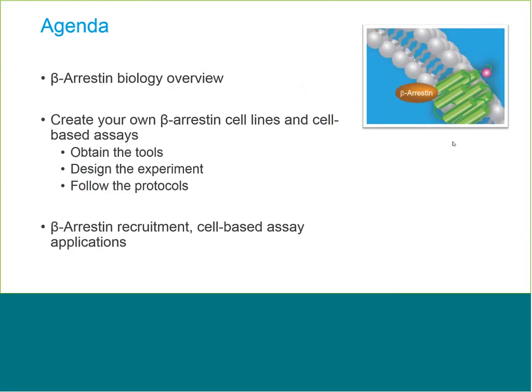Today's talk is broken up into three main sections. The first section will go over the basic biology of beta-arrestin. Then we'll follow that up with the tools that you need to use to create your own beta-arrestin cell lines and cell-based assays. Next, I'll go over the general experimental design, followed by workflows and protocols, and then end up with a review of about 4 beta-arrestin recruitment applications focused specifically on GPCRs.